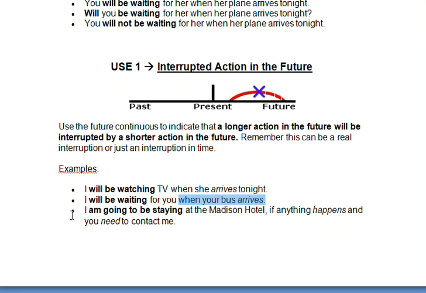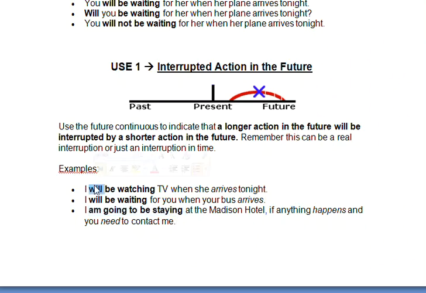And the third example, I am going to be staying. And what is different with this sentence? ¿Qué es diferente con esta oración? Remember that the simple future, and I showed you this in 8th grade, y les mostré esto en octavo. The simple future, you may express it in two ways. Lo puede expresar de dos maneras.